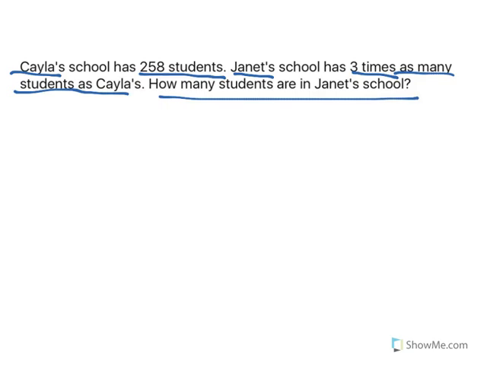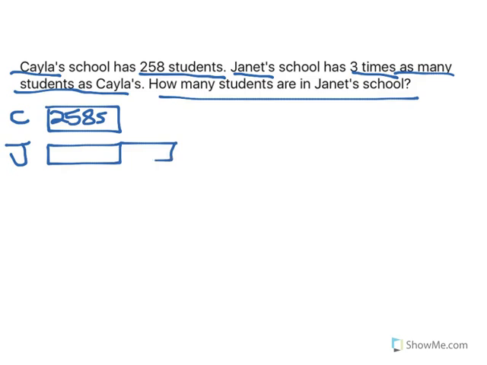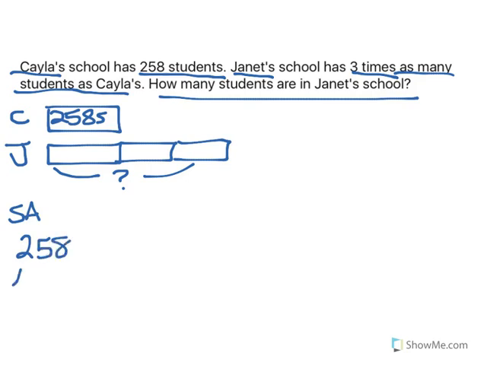So the first thing we should do is draw a tape diagram to help us understand this a little bit better. We know that Kayla's school has 258 students. Now, we know that Janet's school has 3 times that amount. And we're not sure what that total is. So we can use the standard algorithm to help us solve. And that would be doing 258 times 3.